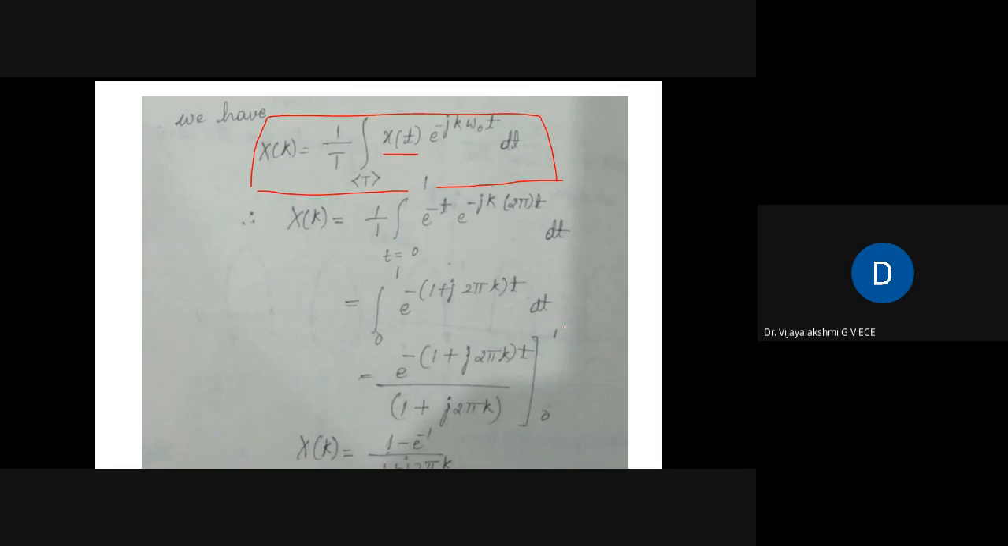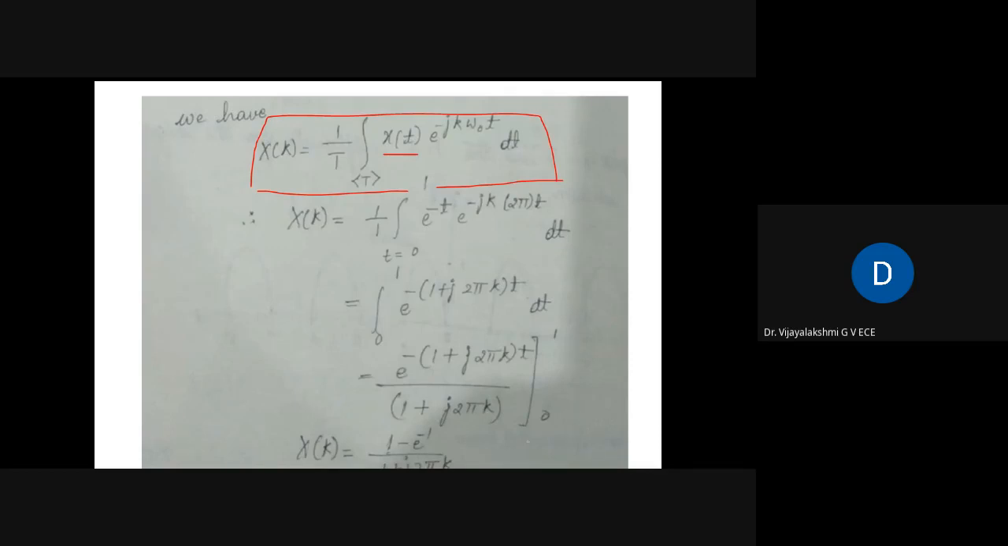Now let us integrate this. The integration of e power a t dt is e power a t divided by a. So I have e power minus of 1 plus j 2 pi k times t, divided by minus of 1 plus j 2 pi k. Apply the limits 0 to 1. If you apply the limits, you will get 1 minus e raised to minus 1 divided by 1 plus j 2 pi k.